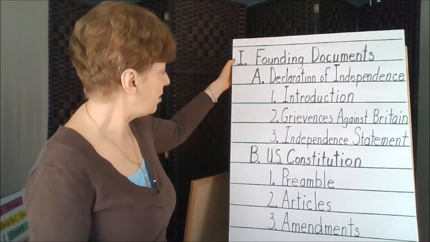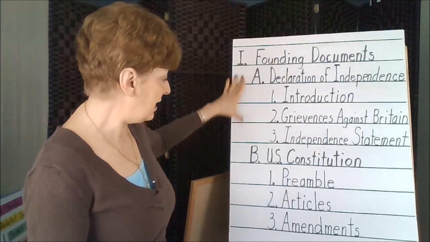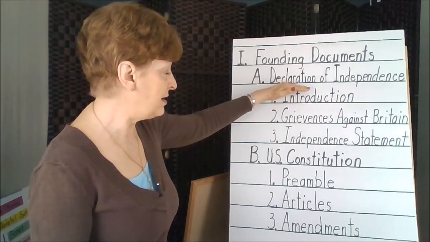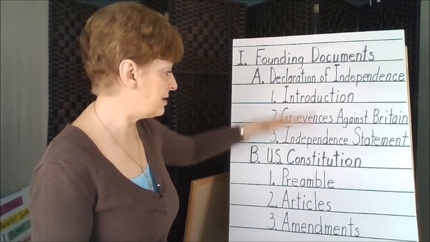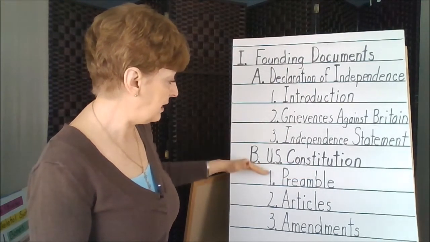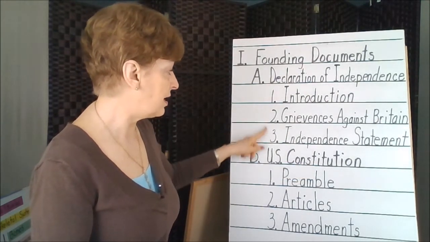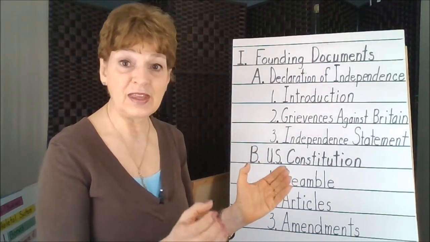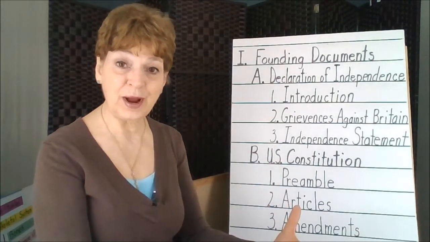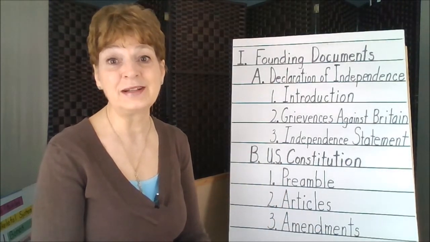So we've got our Roman numeral 1 with an A and a B category, and that names the founding documents, Declaration of Independence, U.S. Constitution, and then 1, 2, and 3 in each case tells you the structure that the actual authors used in order to express the information that they wanted to say.